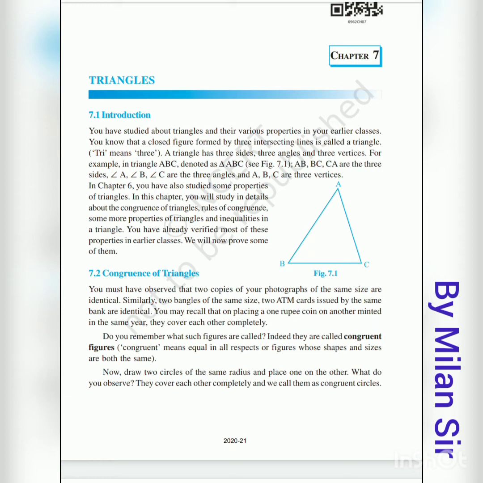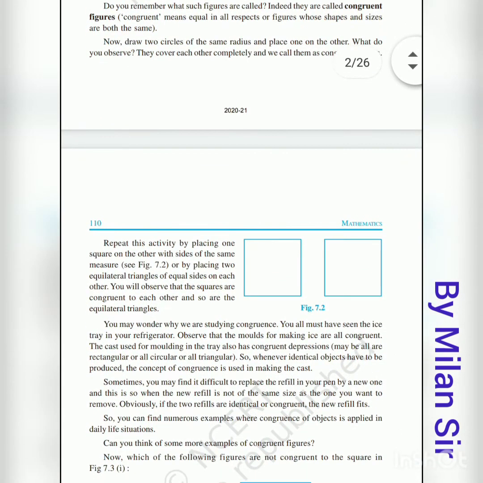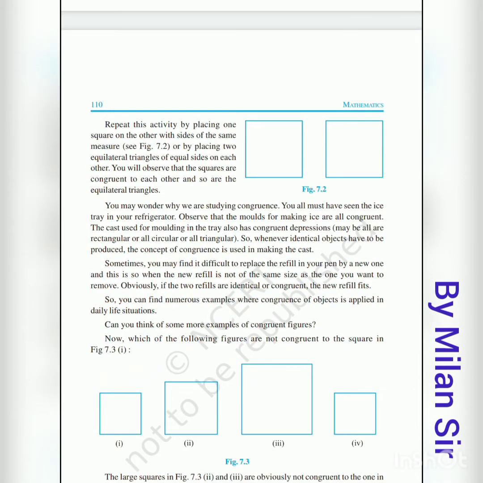One more thing about congruent figures: if we put two congruent figures on each other, both will completely cover each other. That is called congruent. That means if two congruent circles are there and we put one on another, they completely cover each other. So here two words are there, congruence and congruent.